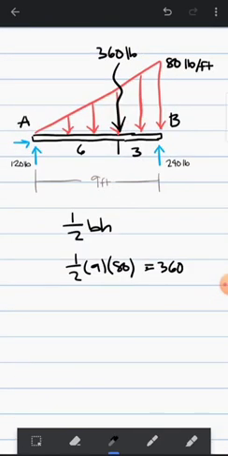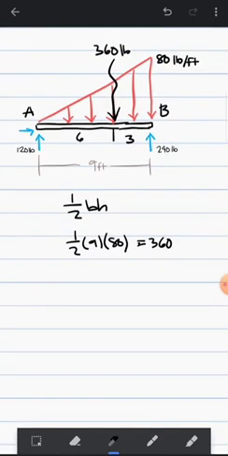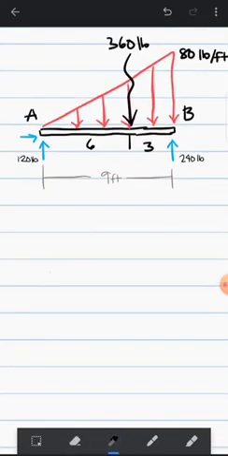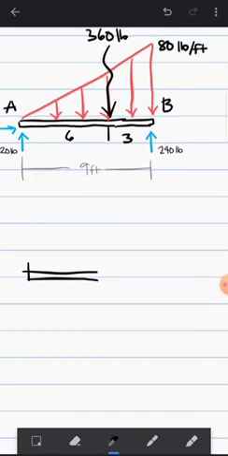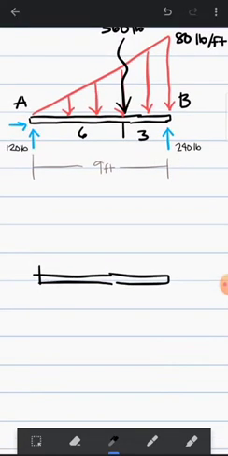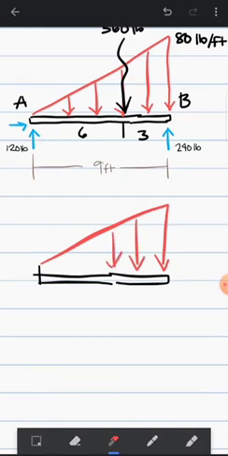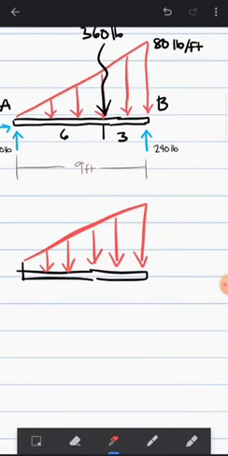And now, to do the equation method, we cut the beam. We cut along the beam. So if this is the length of the beam, the load acts like this, and then I cut it right here.